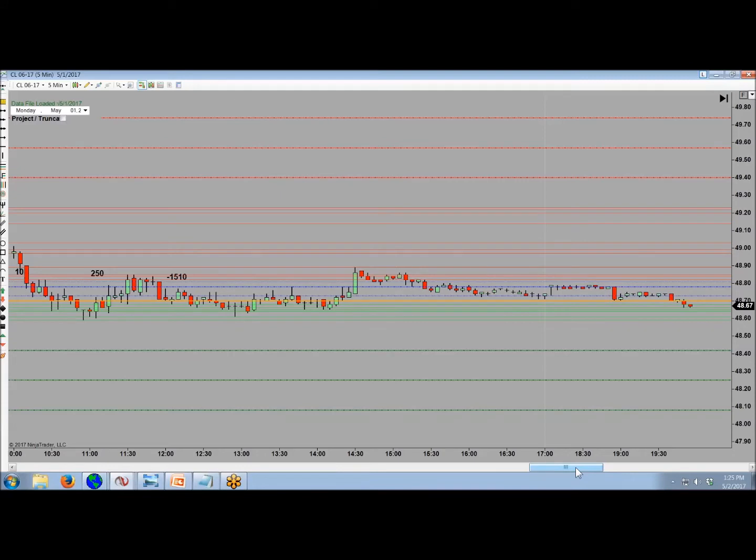In theory, if you have trapped sellers, when price trades back down to where you have sellers trapped, realistically they're going to try to get out. So how do sellers get out? They have to put a buy order in.